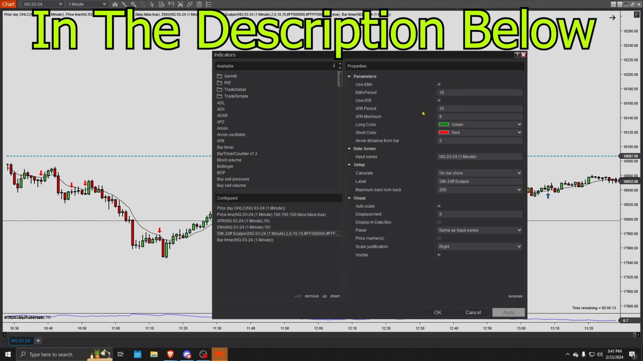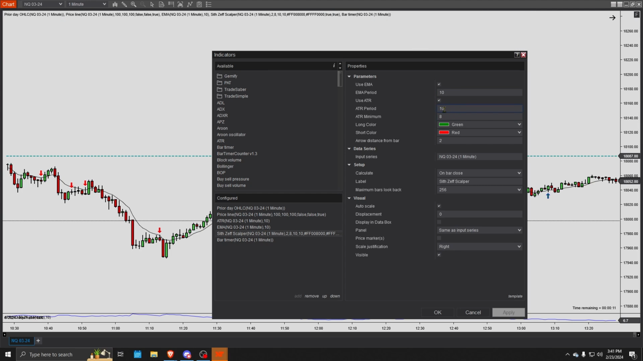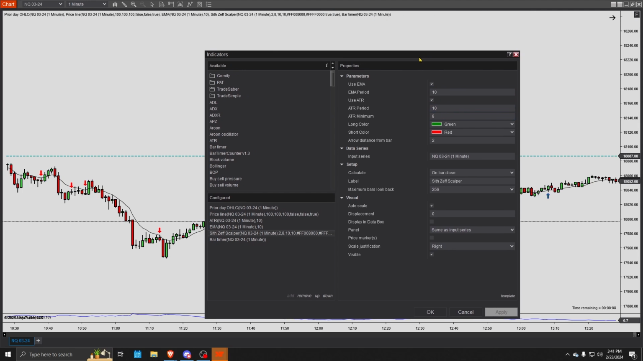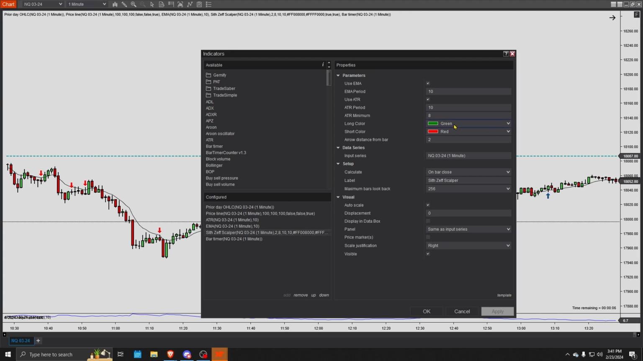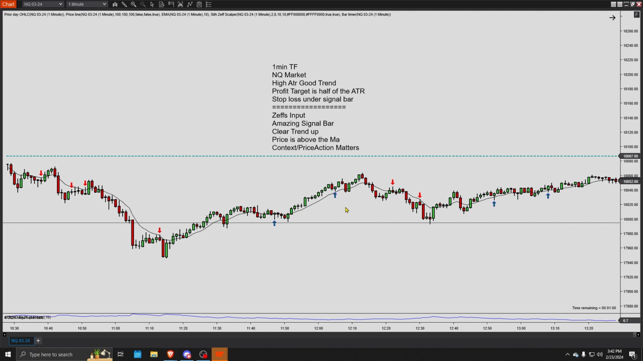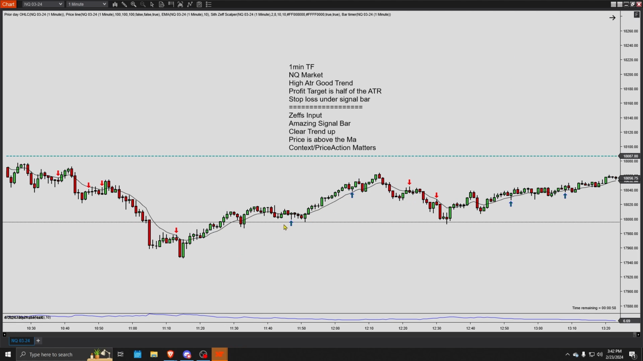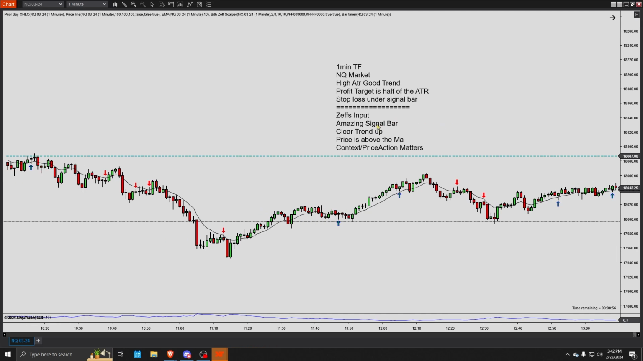You have a 10-period EMA. You want a high ATR market. You can set the minimum here and what ATR period you'd like. And then you can change the long color and the short color for the signals. In this case, I just have it for blue for long and red for short.